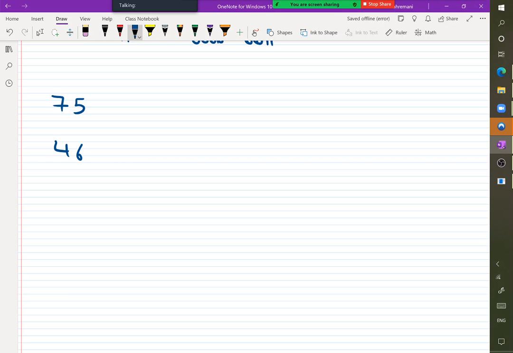Okay, let's go. Not bad. Okay, 75, if we convert it to a binary number, it will be equal to 1 1 0 1 0 0 1, and of course we have a 0 here, and 46 is 0 1 1 1 0 1 0 0.